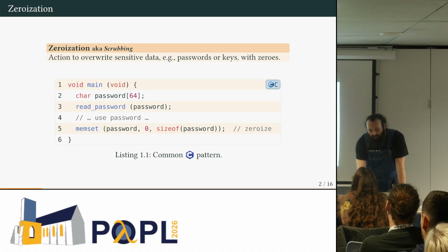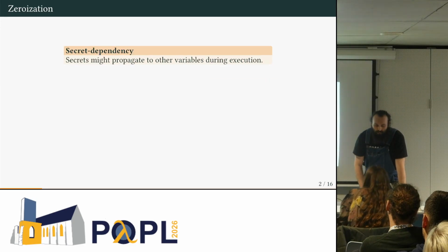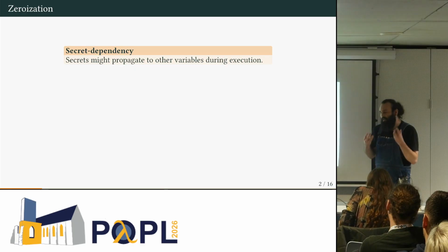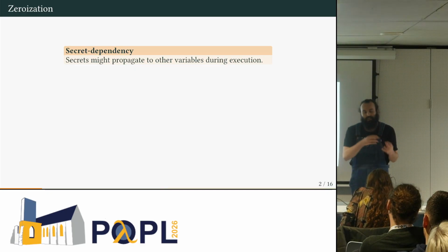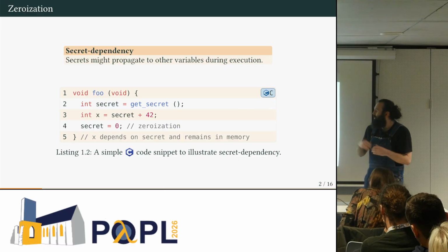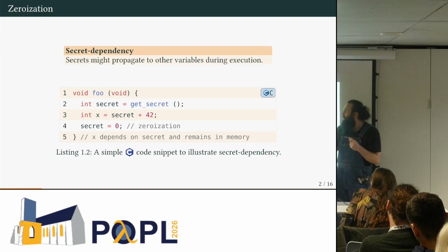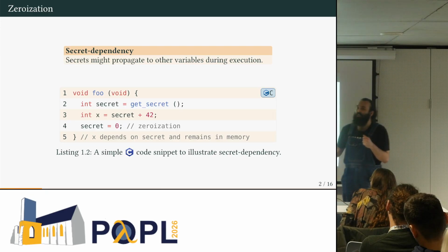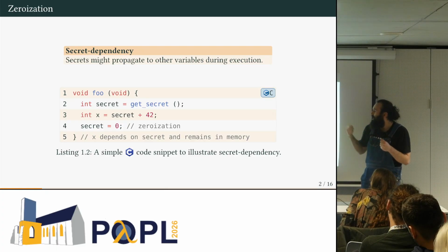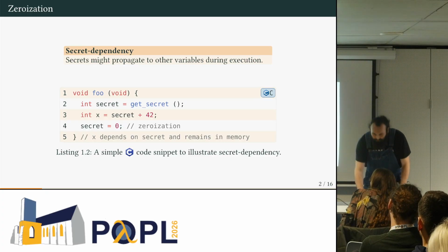When talking about secrets, you also need to take into account what's called the secret dependency. That means your secret might propagate to other variables during your program's execution. Here, for example, you have a small function which has two variables: the secret variable, which is secret by name, and the x variable, which is dependent on the secret. Even though you correctly zeroize the secret at the end of your function execution, x remains in memory, and so its value might leak.